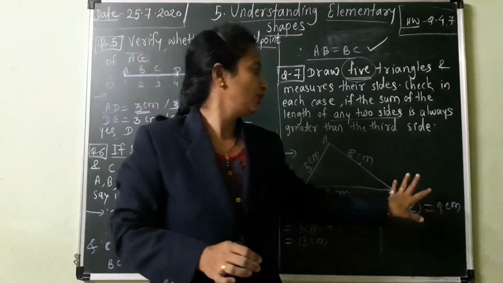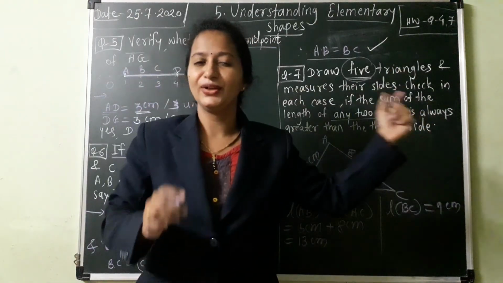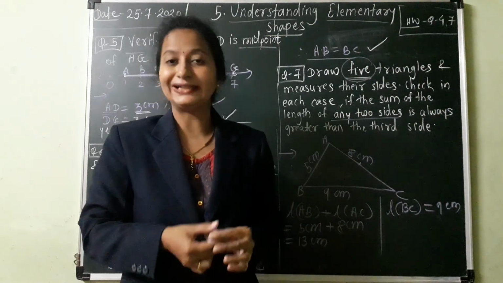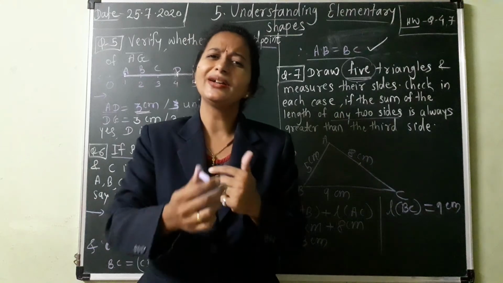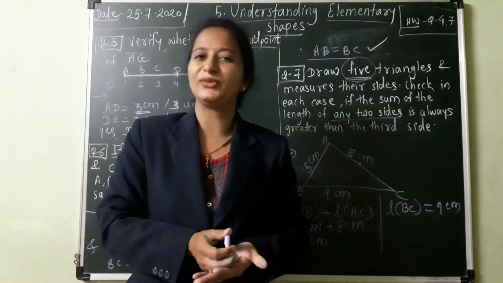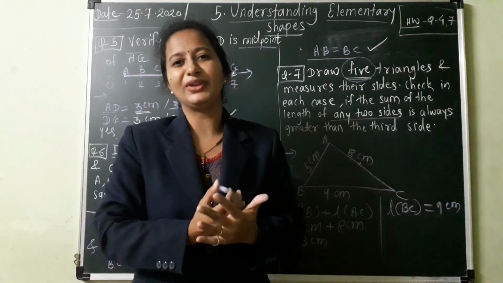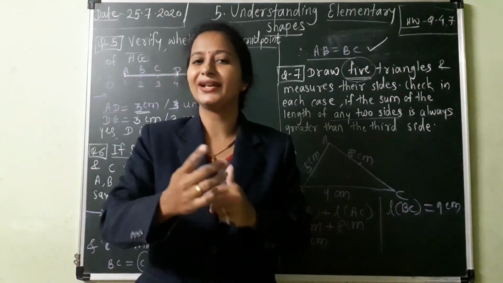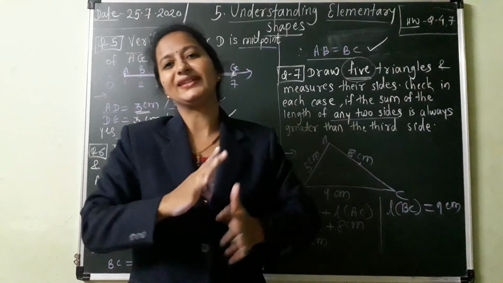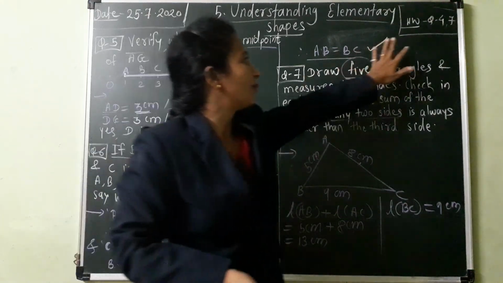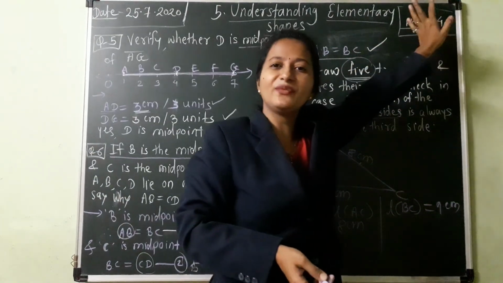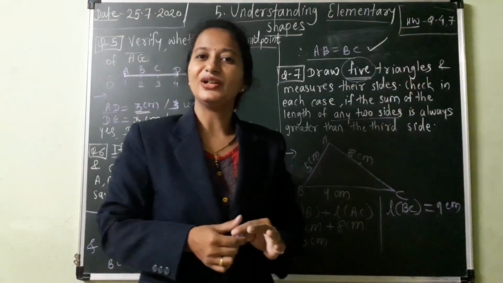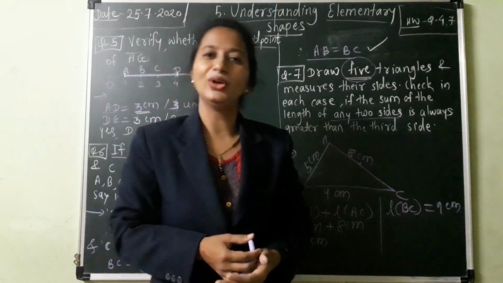In this way, you have to draw 4 more triangles. You have to label the triangles as you wish. Measure the exact length of the sides. Take any 2 sides of the given triangle, add them, and check whether the sum of these 2 sides is greater than or less than the third side. So from this exercise, question number 4 is very easy and question number 7 you also have to do as homework in your classwork.